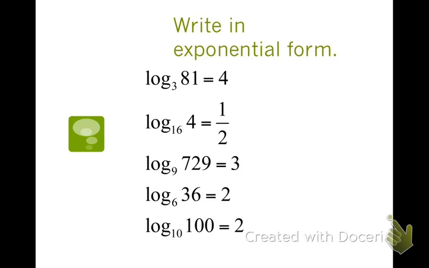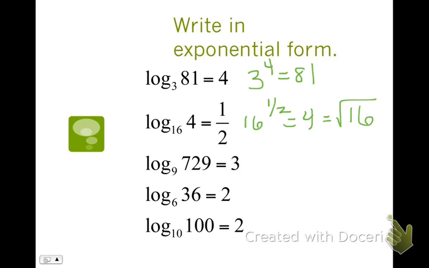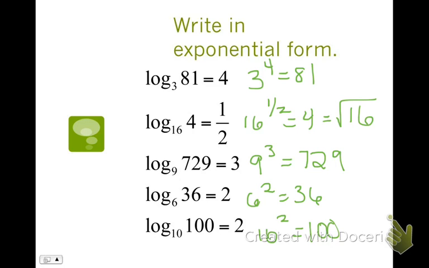Okay, going backwards, I'll talk you through a couple of them. This would be 3 to the 4th equals 81. 16 to the 1/2, I could write it like that. But we also know that that's the square root. 9 to the 3rd, 6 squared, 10 squared. Pause if you need to write those down.